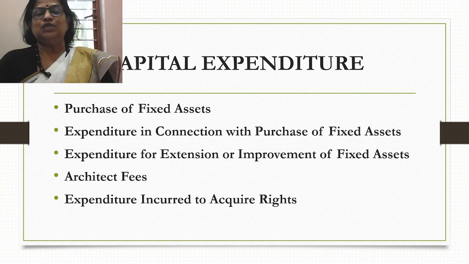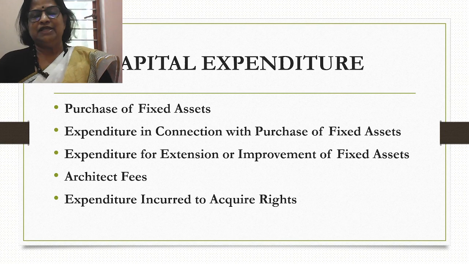So let us explain what is capital expenditure. What do you mean by capital expenditure? As a business unit, if you're making an investment where you are expecting the returns for more than 1 year, then we call it capital expenditure. For example, if you're purchasing a fixed asset, like a vehicle, land, machinery, patents, copyrights, all these are examples of capital expenditure.